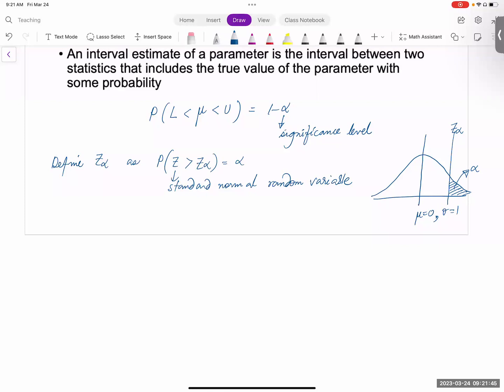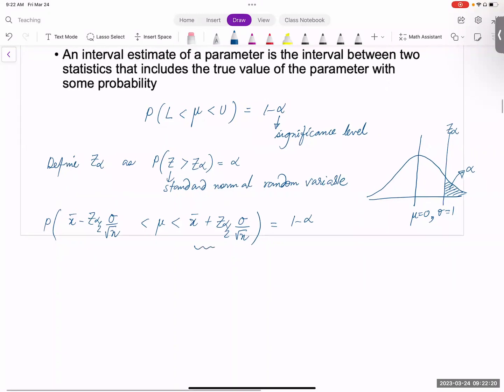And by defining this, now we can actually define our confidence interval. You can say that the confidence interval for mu, the population mean: mu is less than x bar plus z alpha over 2 sigma divided by square root of n, and it is greater than x bar minus z alpha over 2 sigma divided by square root of n. And then the probability that this holds is equal to 1 minus alpha. All right, and so this is your upper limit u, this is your lower limit.